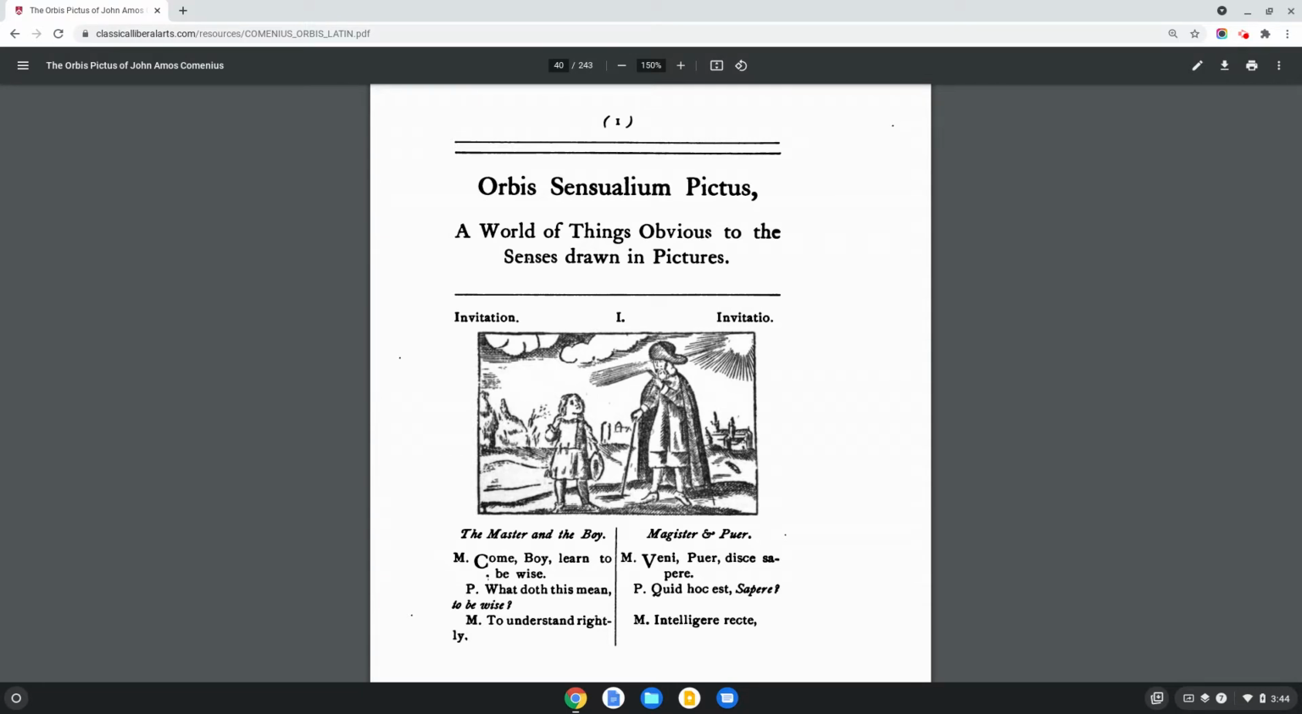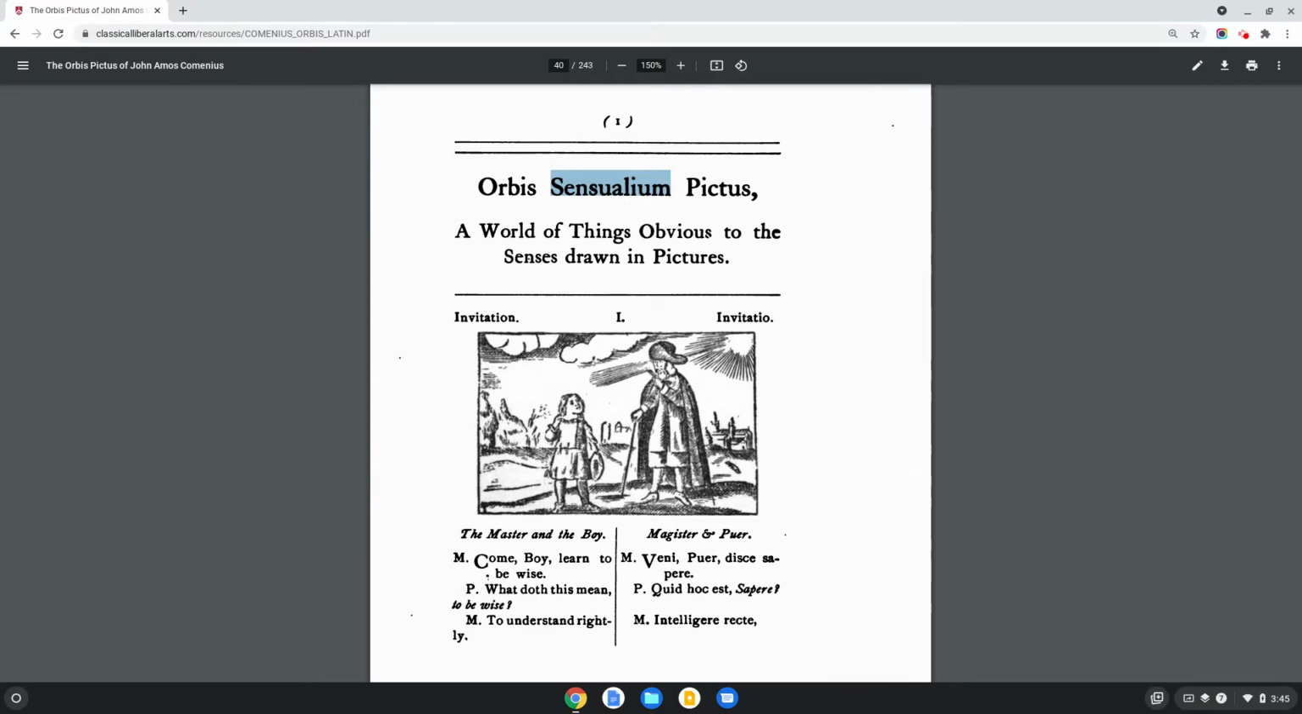And in this lesson, I'd like to walk you through this first topic, which is simply an invitation or introduction to the study. At the top of the page, you see the title of this book, which reads Orbis Sensualium Pictus. The word pictus means pictures, orbis means of the world, and sensualium means of sensible things. So, pictures of the world of sensible things.